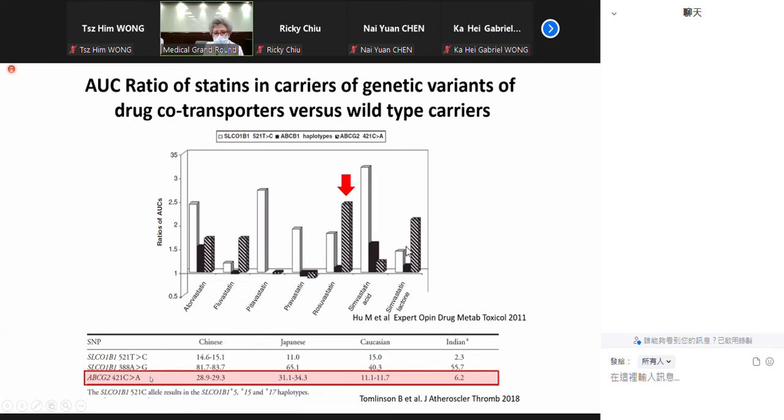Because of this higher frequency of the ABCG2 gene, and because of the potential interactions between these two SNPs, the exposure to rosuvastatin is a lot higher. On the other hand, the Indian population actually have a lower frequency of these SNPs, and so for these people, they may need a higher dose of rosuvastatin. So I think these kinds of interethnic differences are important.